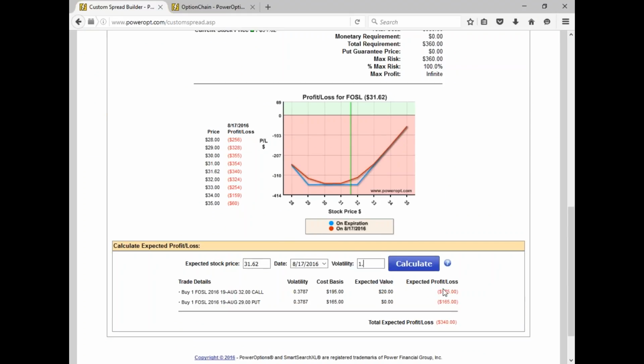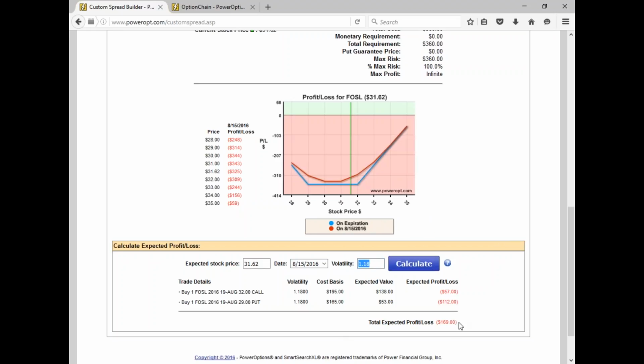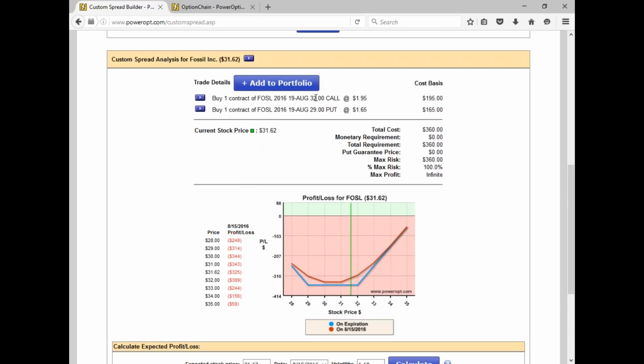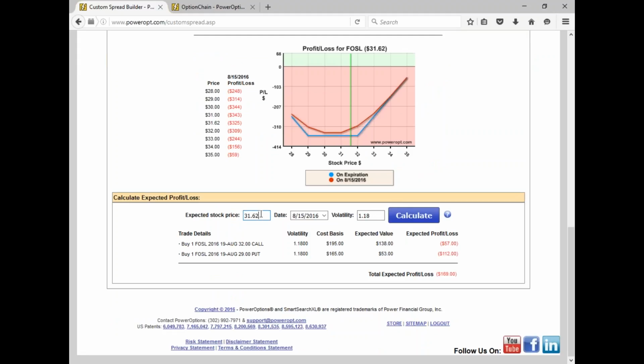Here, when we enter the trade, we're going to put an average implied volatility of 1.18. So if the stock was at 31.62 and the volatility stayed at 1.18, these positions would still be at a loss. That 32 call that we bought and the 29 put were greatly inflated. Remember, the stock was at 30.74. If I expected a 10% increase and the stock might gap up to 33 and the implied volatility stayed the same, we'd still be at a loss. Okay, that was kind of the trick here.